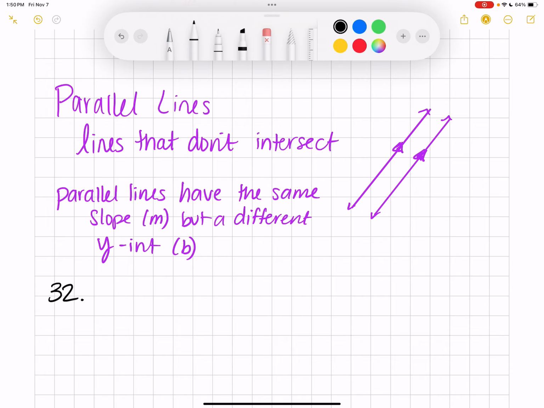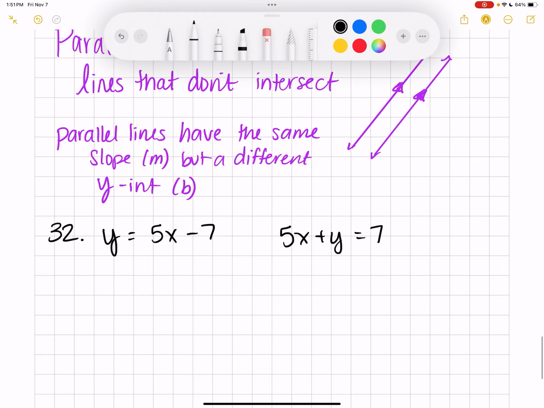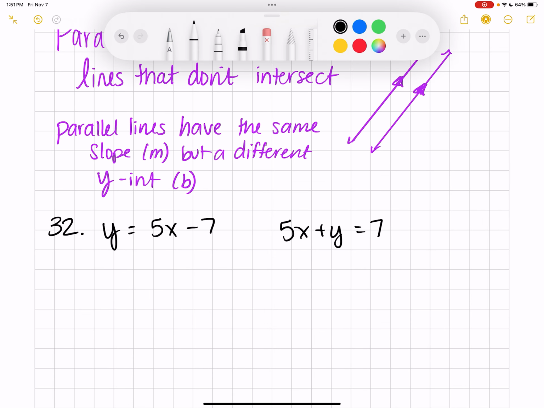32. Y equals 5x minus 7 and 5x plus y, this is a separate problem, equals 7. All right, so this one is already in slope-intercept form. I need to get this other one in slope-intercept form. So I need to get y by itself. What do I need to do over here to get y by itself? Subtract the 5x over here, so y equals negative 5x plus 7.